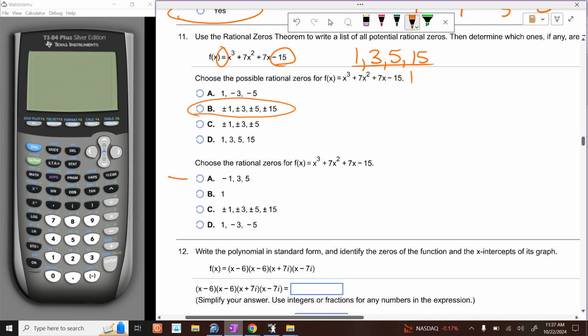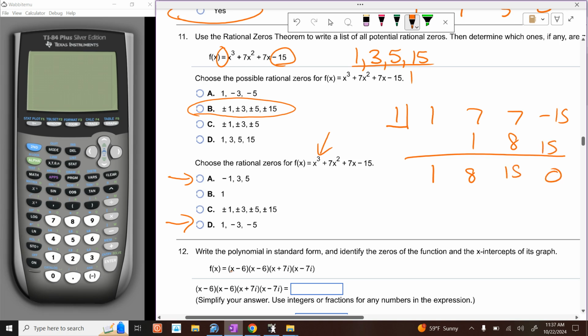Which ones work? Well, you cheat on this. You look at the answers and you think, well, there's got to be 3 of them. So it's either negative 1, 3, and 5, or 1, 3, negative 3, and negative 5. So we'll try 1 first. And we get 1, 7, 7, negative 15. 1, 8, 15, 0. Hey, it's 1. So it must be 1, 3, negative 3, and negative 5. So it is choice D.